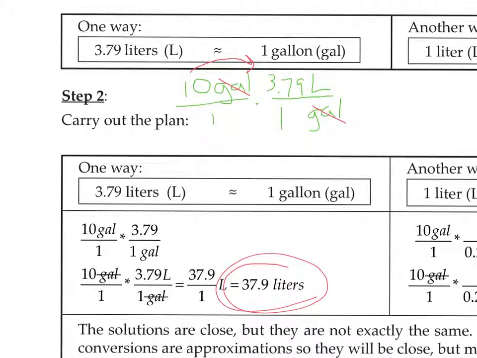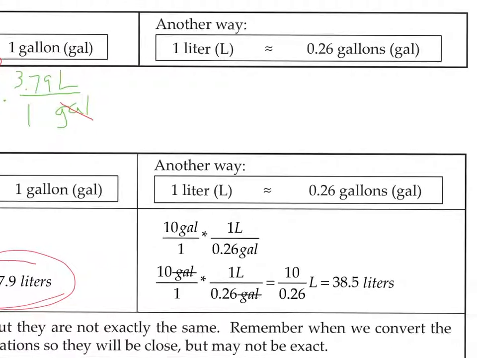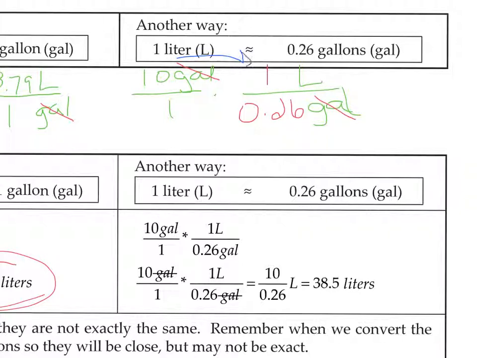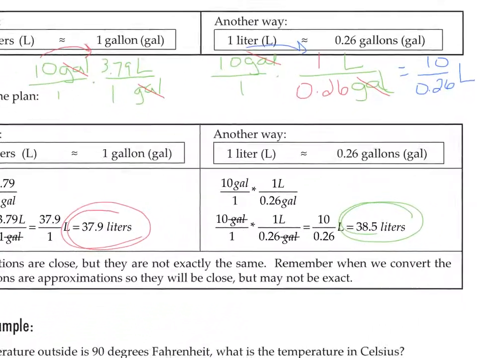But if you set it up a different way, let's go over here and set it up a different way. We're still started with 10 gallons. We're still going to put gallons on the bottom and liters on the top, but this time we're going to use this conversion, where 1 liter equals 0.26 gallons. And of course, you can cancel gallons, but this time now when you multiply across the top and the bottom, you're left with 10 times 1, or 10, over 1 times 0.26. And this one involves division. But when you do that division, you still end up with 38.5 liters. So either way, they both come out to be the same.